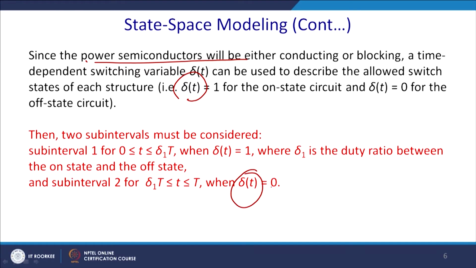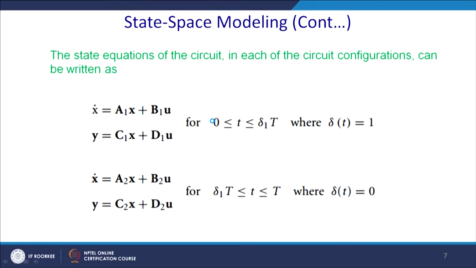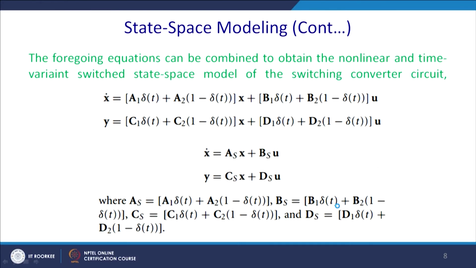So, in this case here delta t will be 0 and in this case delta t will be 1, and accordingly we shall rewrite the state space equations. When the switch is on, power was flowing from the source to load, so we got these equations, and another set of equations where delta t equals 0. So, we require to combine these two equations.